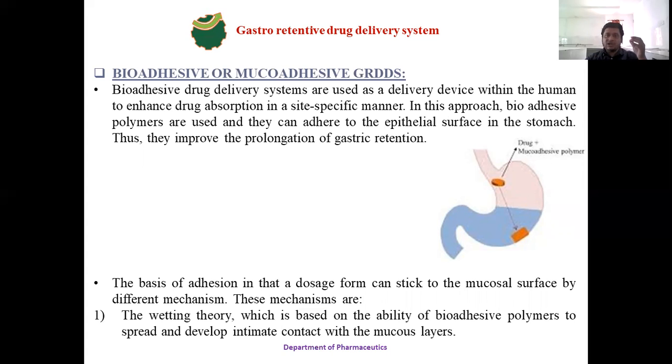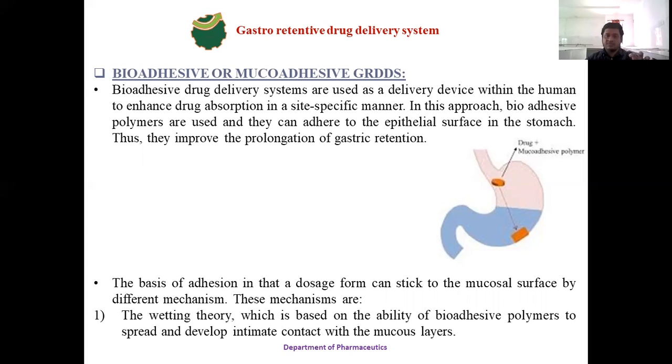Now those polymers have a tendency to adhere to the mucosal surface. There are various mechanisms for this mucoadhesion, or you can say various theories which support mucoadhesion. The first one is the wetting theory. Wetting theory is based on the ability of the bioadhesive polymer to spread and develop contact between the system and the mucosal layer. So this is called the wetting theory.